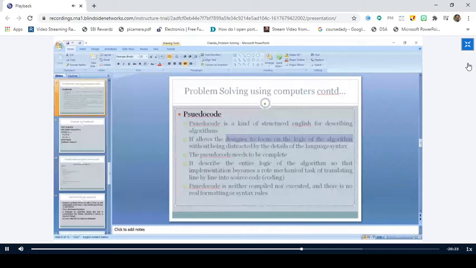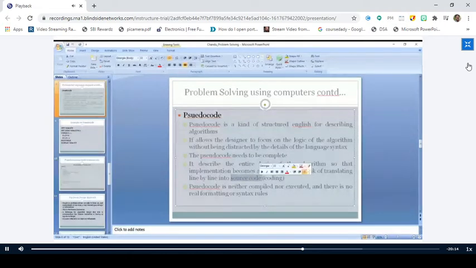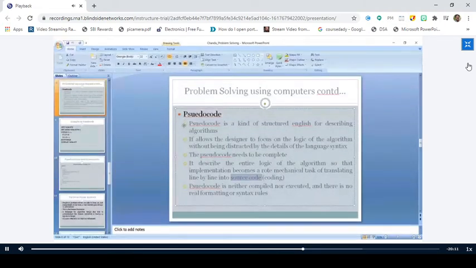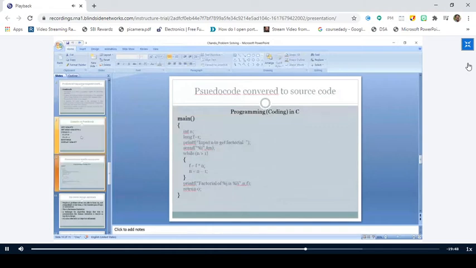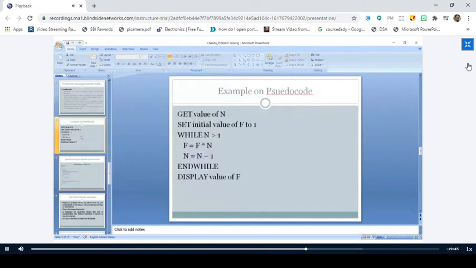So once you write the pseudocode, as I told, the pseudocode does not concentrate on the syntax. The most important point to remember is the designer is focusing on the logic of the algorithm itself. When you focus on the logic of the algorithm, you will end up with a very good source code, right? So the process of converting the pseudocode into the source code will be very easy. That's the reason why we are going for these pseudocodes. And one more important point is they can neither be compiled nor executed, right? And there are no real formatting and syntax rules. All these things we have discussed. Is it clear up to this point?